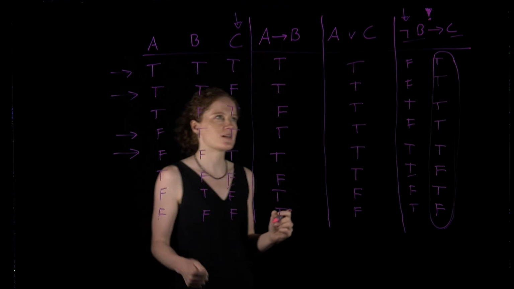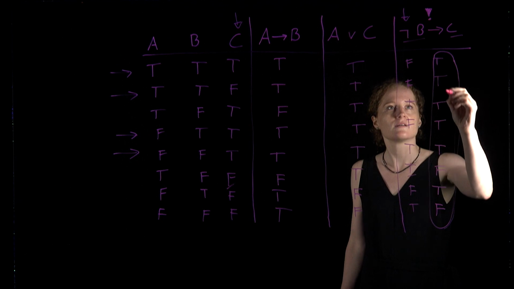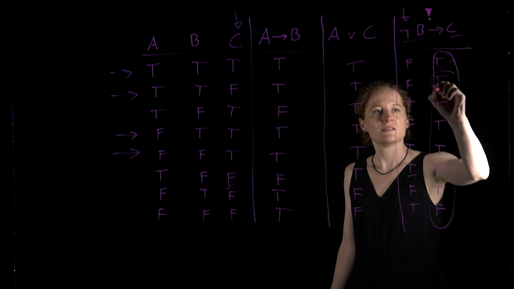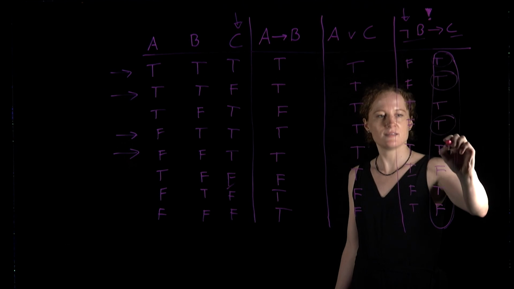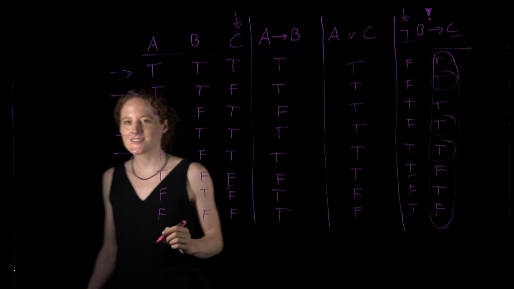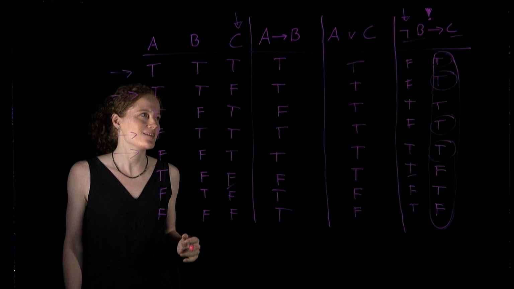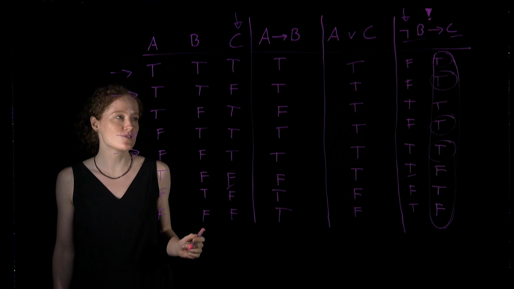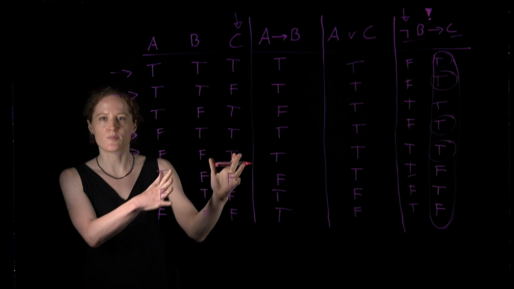Now what's the truth value of our conclusion in these rows? Here we have a T, a T, a T, and a T. Okay, awesome. So that means our argument is in fact valid, given that the conclusion is true on every valuation that makes both premises true.